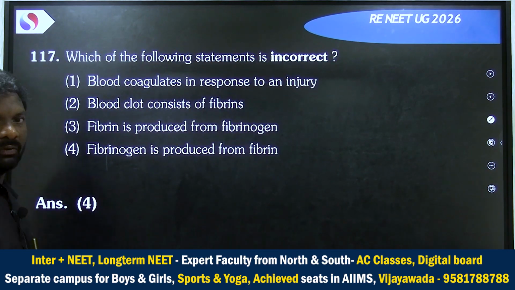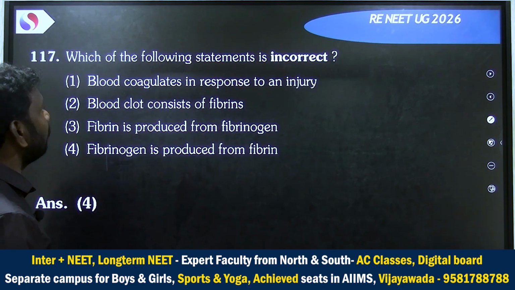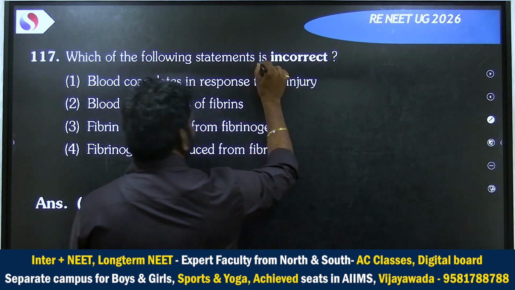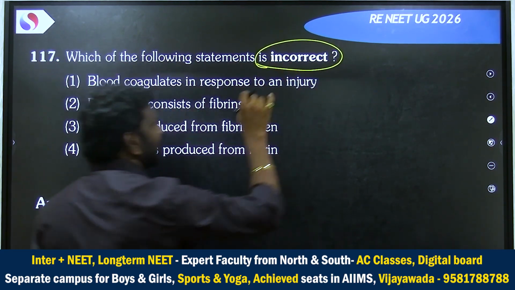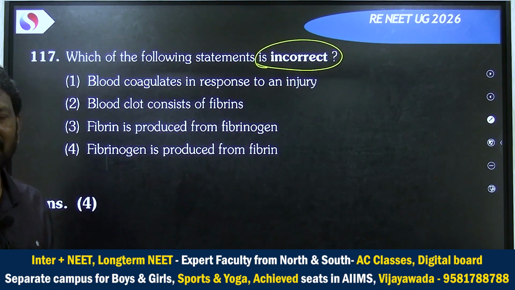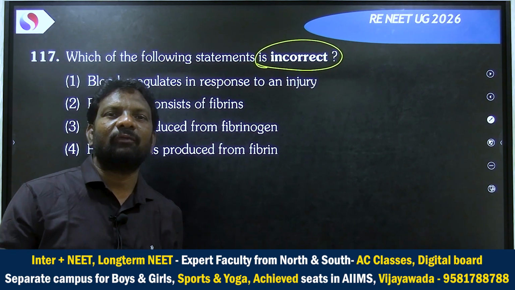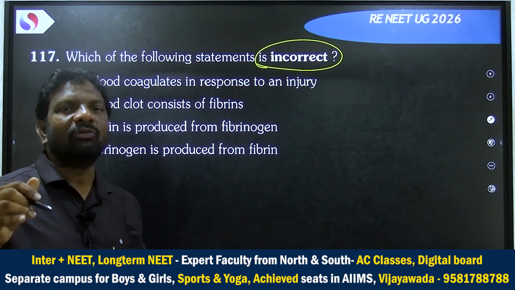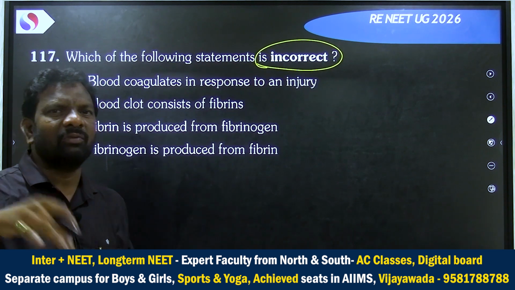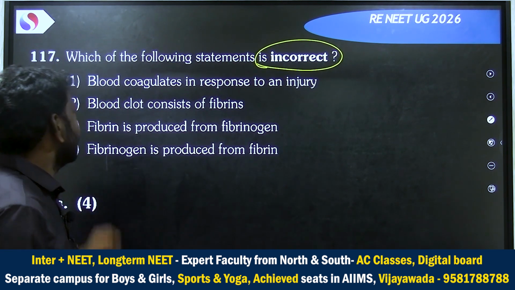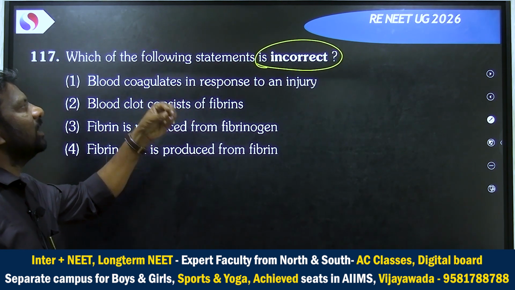So next question, 117 question. Which of the following statements is incorrect? In examination, we get better clarity when they are asking in a question, correct or incorrect. First of all, we round that one. We give the positive vibration to our brain. We are getting an easy answer. So which of the following statements is incorrect?